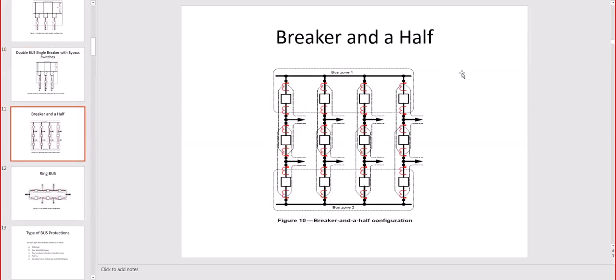Breaker and a half. There are simplified solutions to breaker and a half. It doesn't need to be exactly this structure. This is the most complicated one, so to say. You can see one of the legs that goes from bus 1 to bus 2. In power we call that a diagonal, even though it's not a diagonal of a circle.